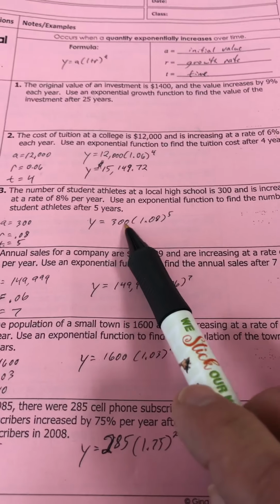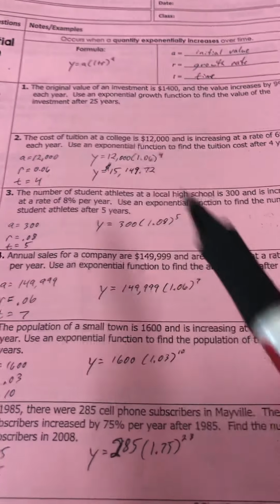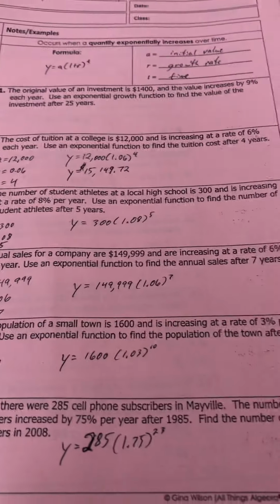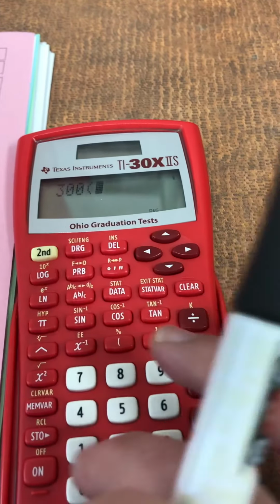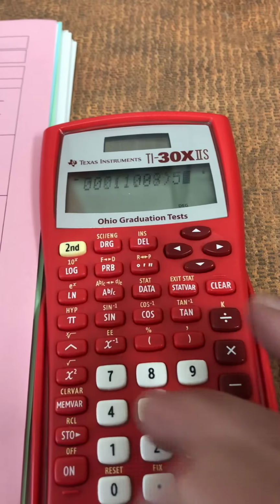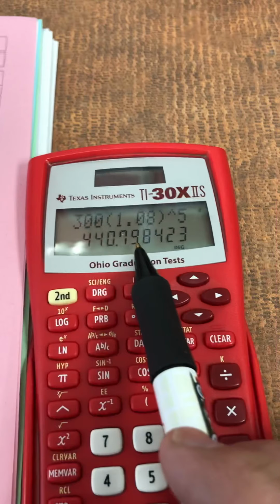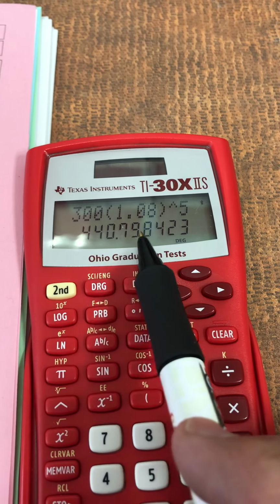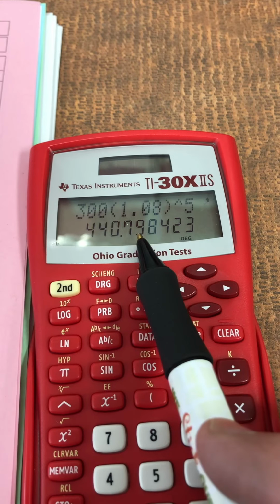So I just plug that into my formula from the top of the page, and we would take 300, and then we have 1.08, use the caret, 5, and I get 440.79, that 9 makes it go up to 80, so 440.80.